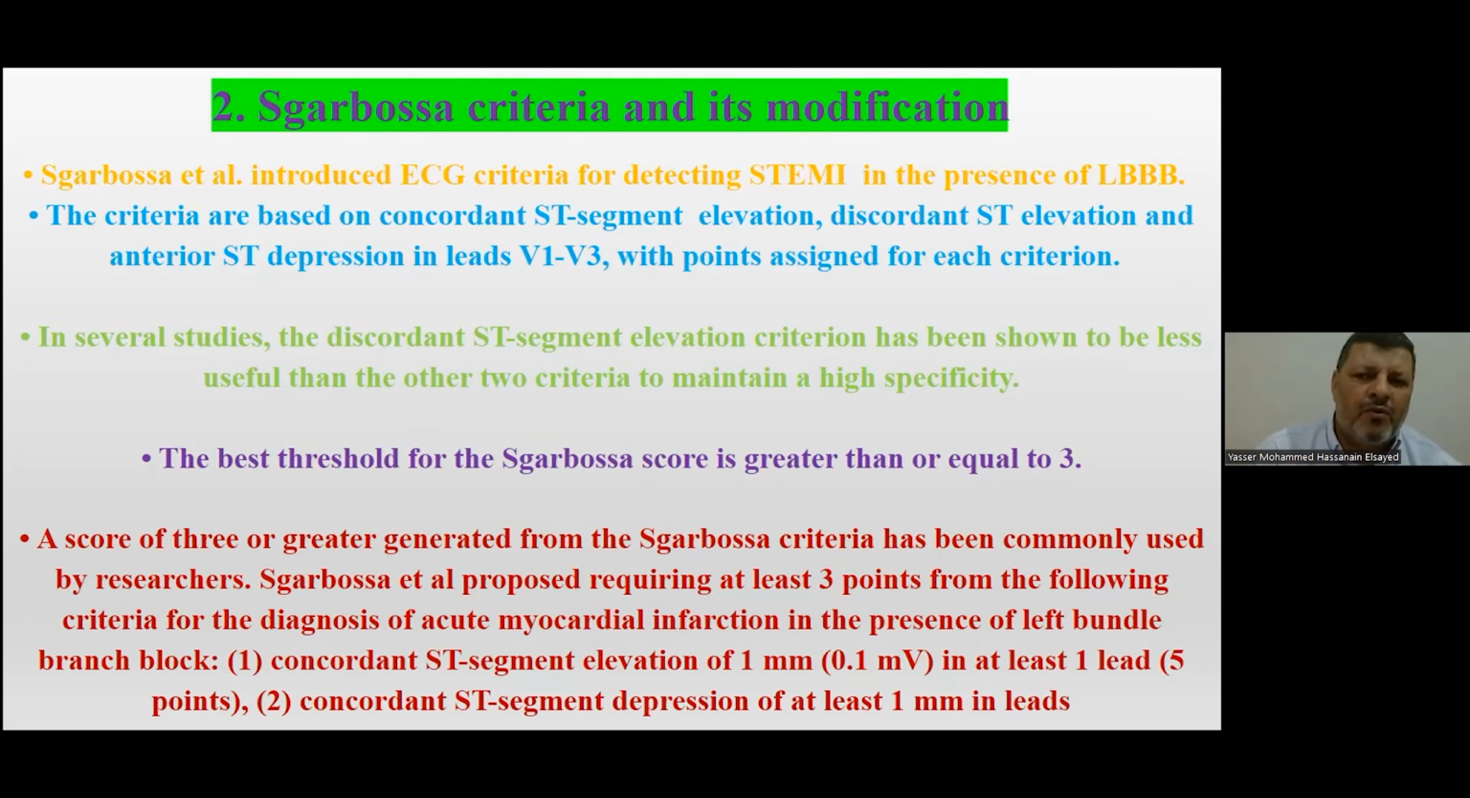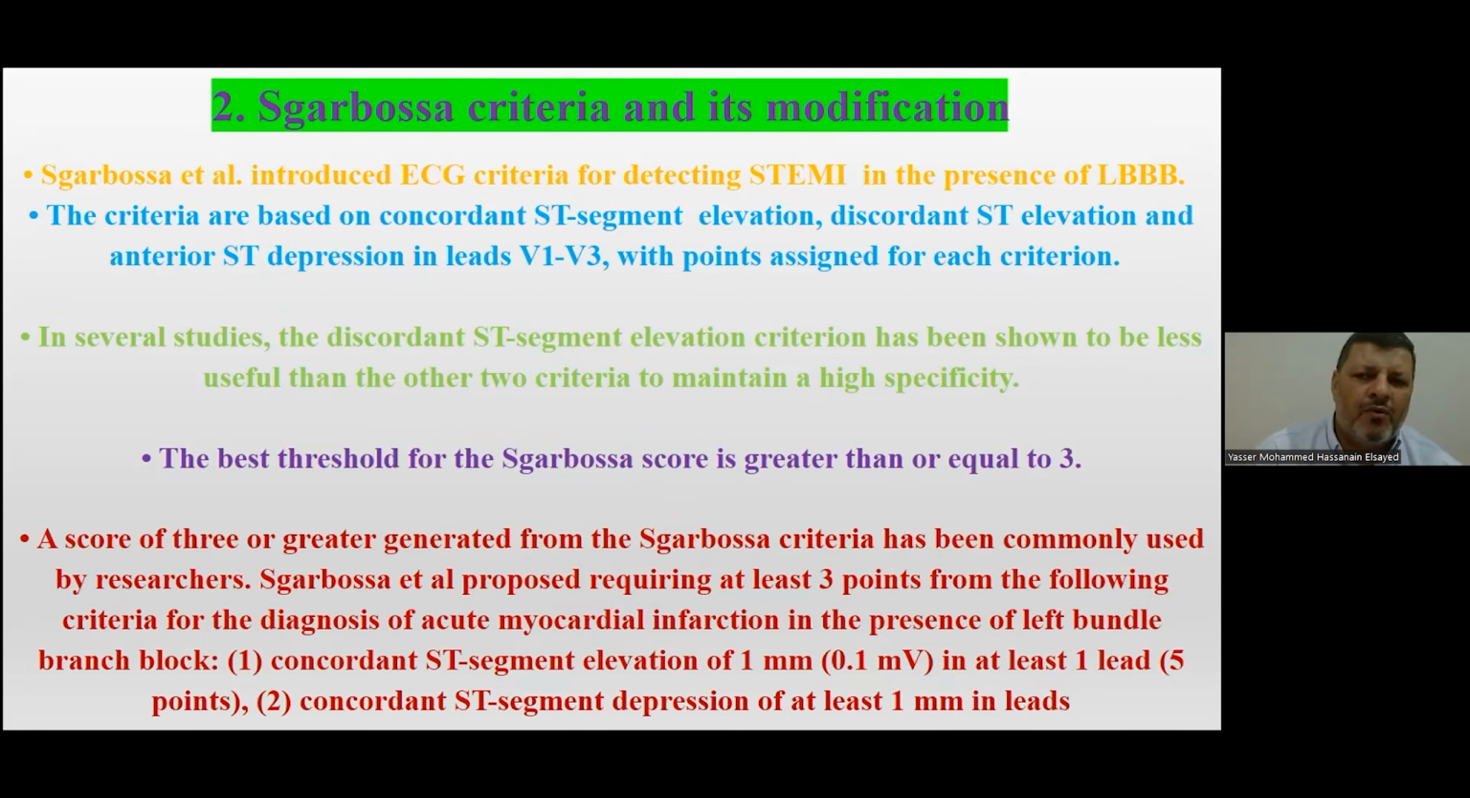Firstly, concordant ST elevation of at least 1 millimeter in at least one lead. This equals 5 points. Second, concordant ST segment depression of at least 1 millimeter in leads V1 to 3. This equals 3 points. Or third criterion, excessively discordant ST segment elevation, defined as greater than or equal to 5 millimeters of ST segment elevation.